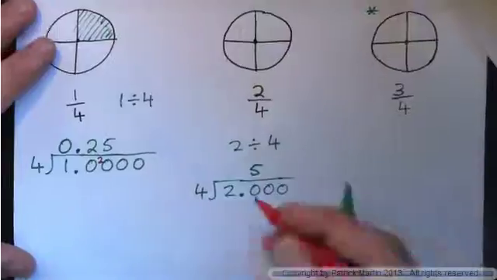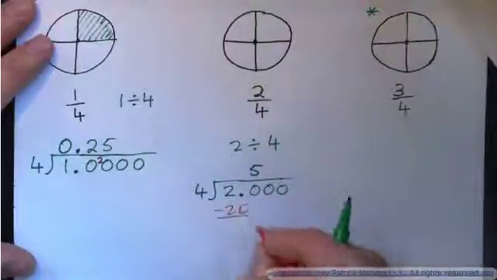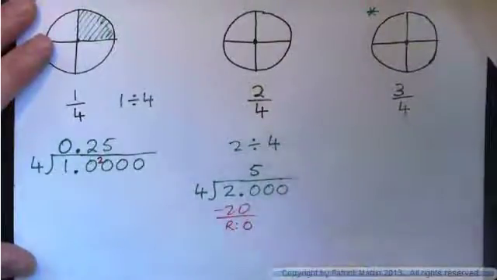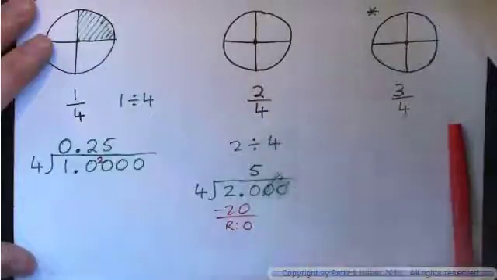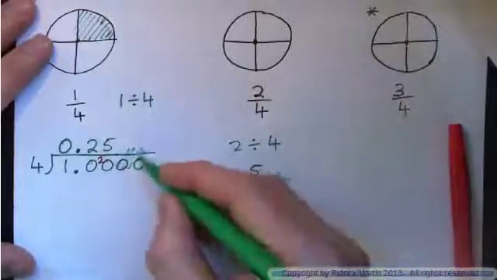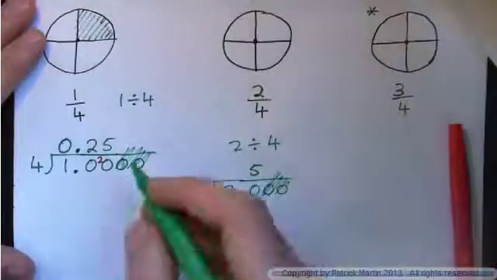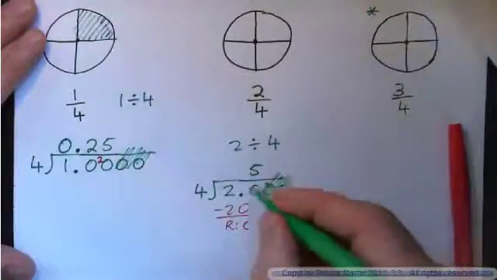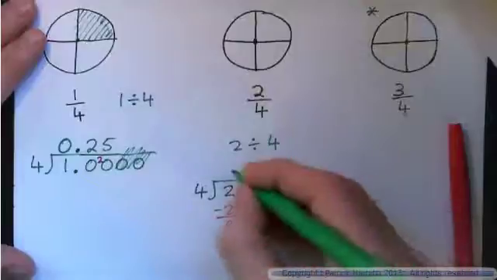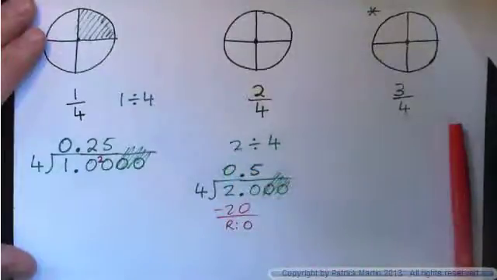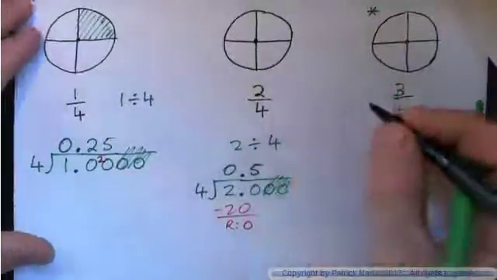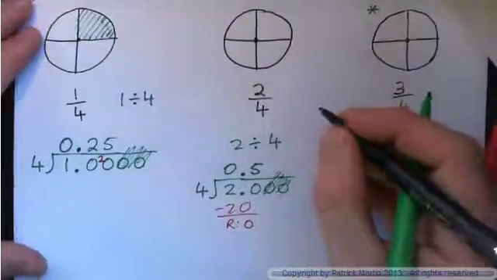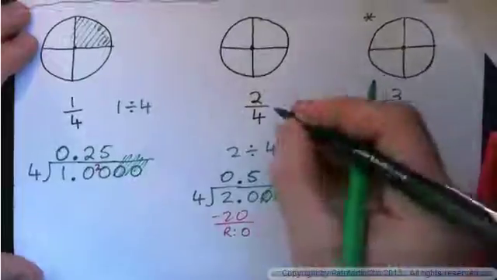If you want, you can go, okay, 5 times 4 is 20, subtract, and I get the remainder 0. But if it goes in evenly, that means you're done. You just forget about it. You don't need any more of those. Same up here. We're done at this point. We've got to put the decimal point up here and make sure you put a 0 here. So we find that 2/4 is equal to 0.5, isn't it?